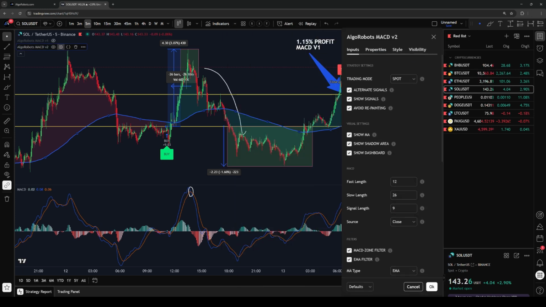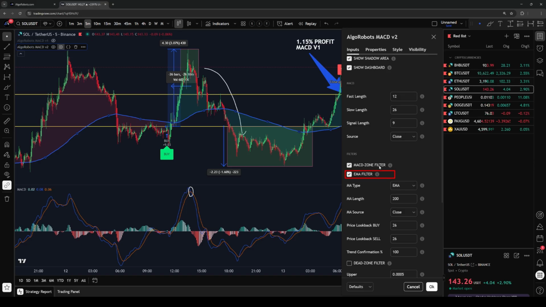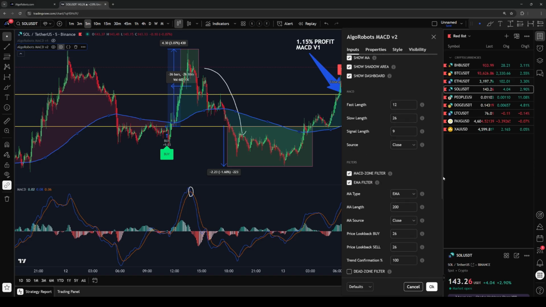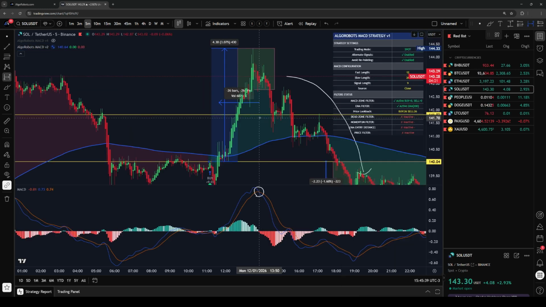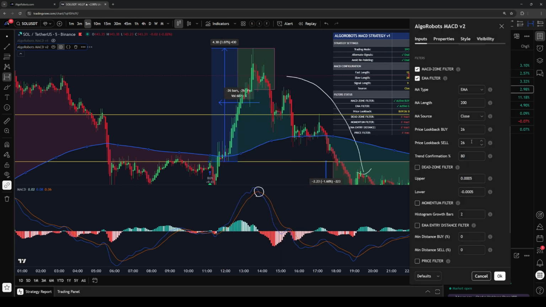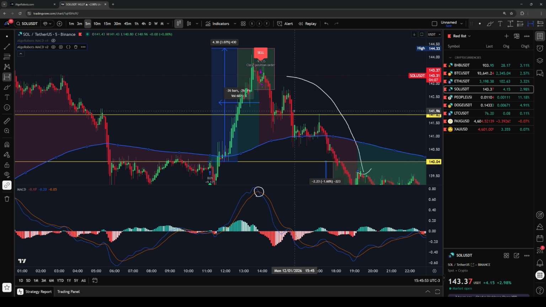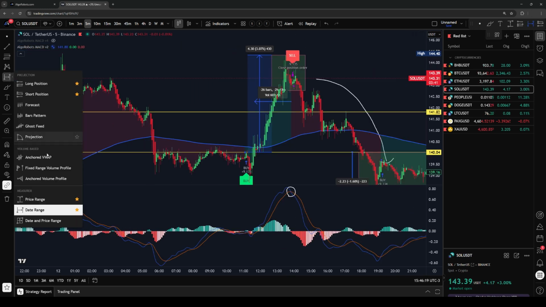I'll enable it now to explain the changes made to the EMA filter. In version 2, the price lookback is now separated for buy and sell signals, and we've also added a trend confirmation percentage as an additional validation filter. Now, we'll move to the strategy settings and reduce the trend confirmation percentage to 80%. As you can see, a sell signal is now generated exactly in the area highlighted as optimal for taking profits.